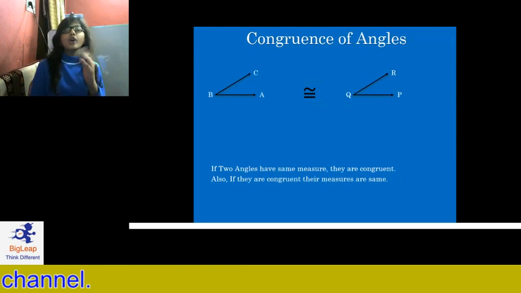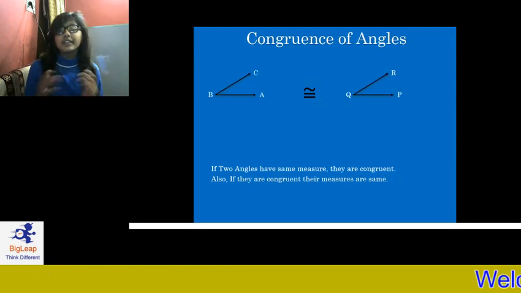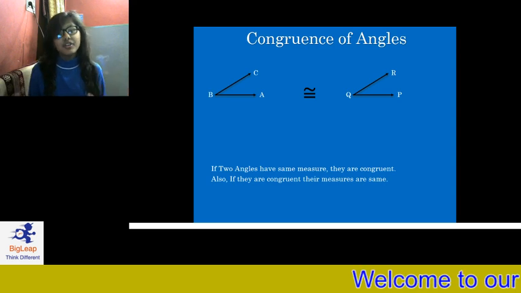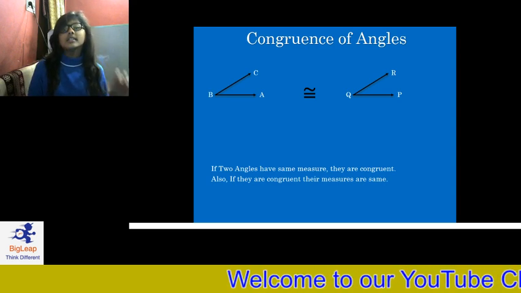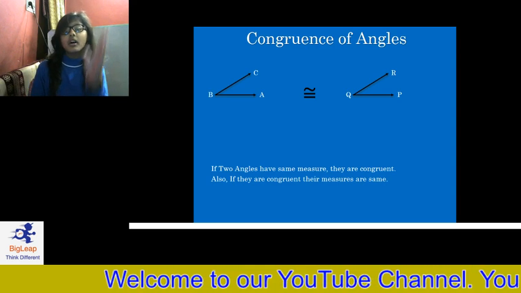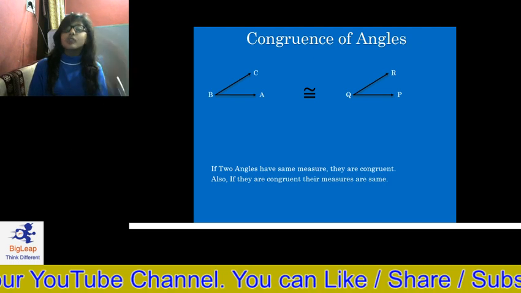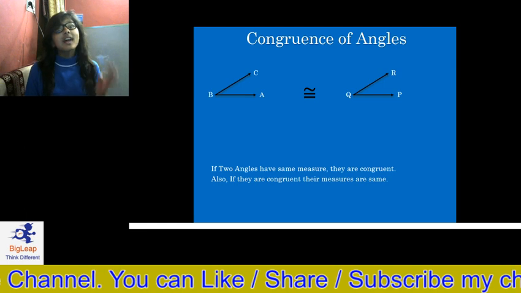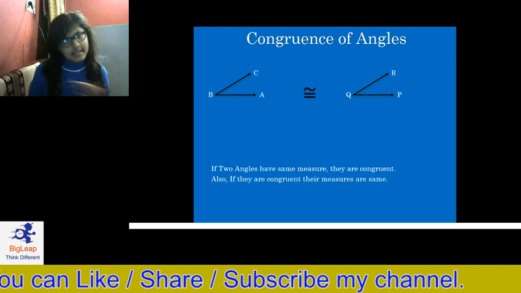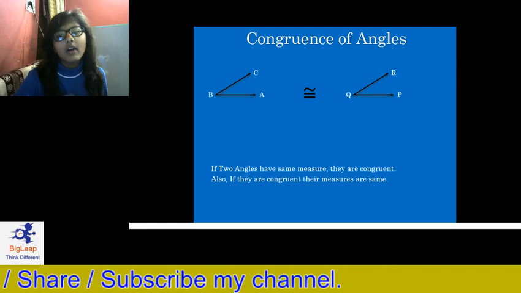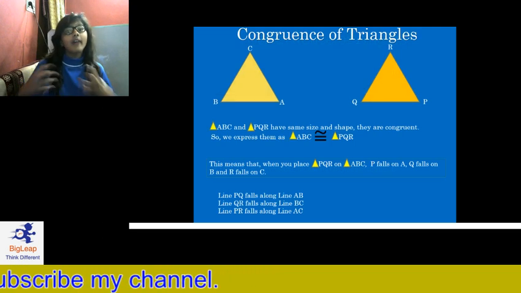Now congruency of angles. If any angles have the same measure, they are called congruent angles. Also, if the angles are congruent, their measures will be the same. Clear this much? Okay, now let's learn the congruency for triangles.